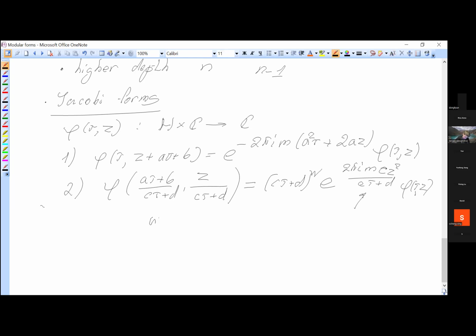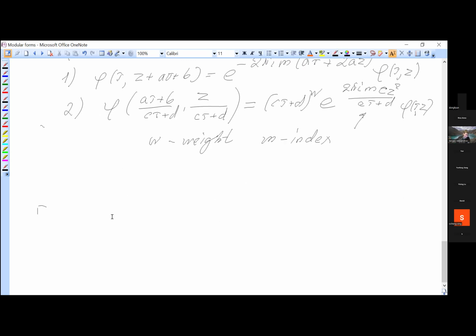So we have two numbers now, w, which is the weight, and then m, which is called the index of the Jacobi form. So if my function phi satisfies these two transformations, it's called a Jacobi form of weight w and index m. And of course, they can also be expanded in Fourier series, now both in tau and z. But what is more important, due to the elliptic property, they have the so-called theta expansion.